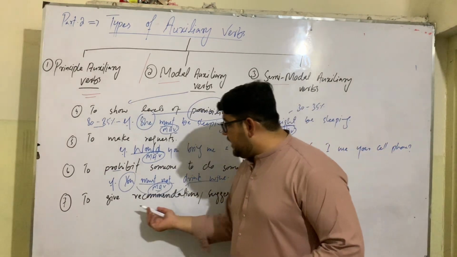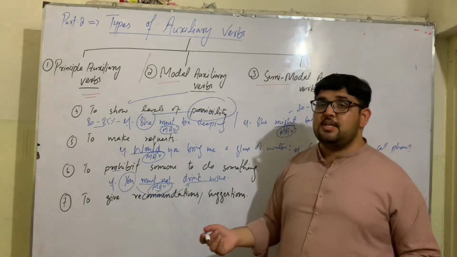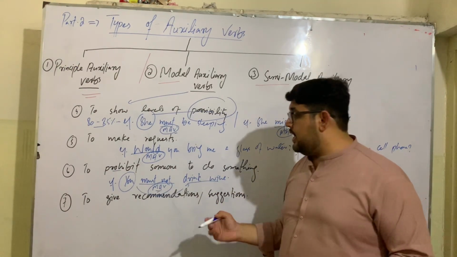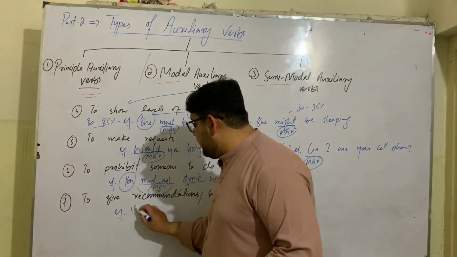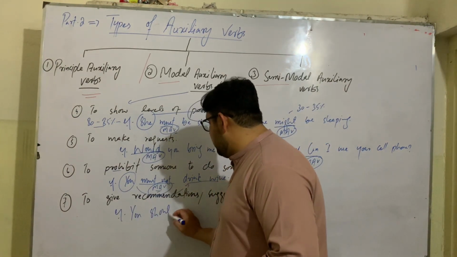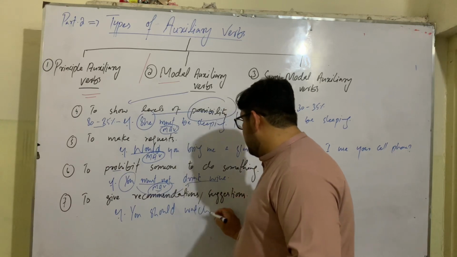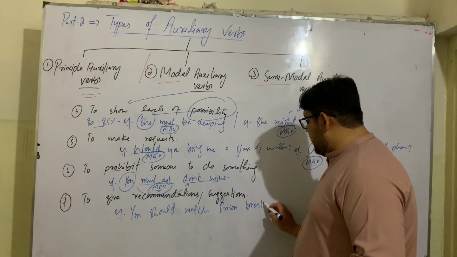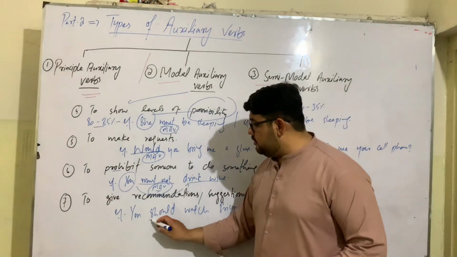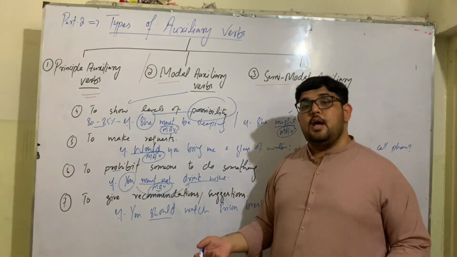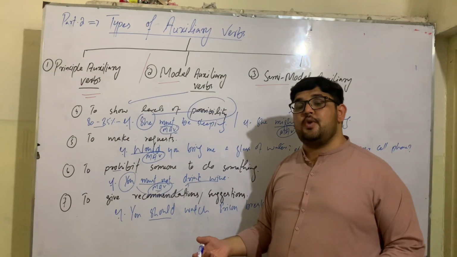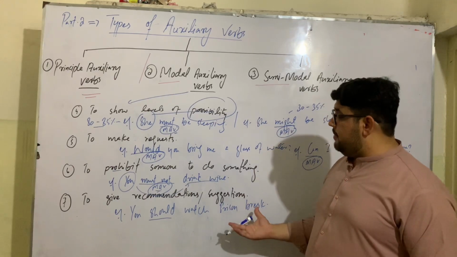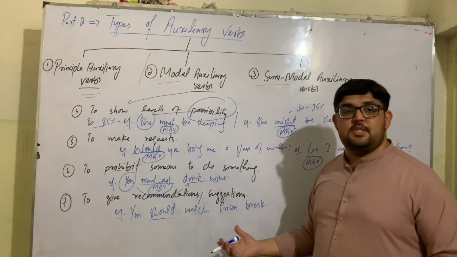Next, modal auxiliary verbs are used to give recommendations or suggestions. For example, I will say that you should watch Prison Break, a movie. It is really interesting. So should is used to give a recommendation to somebody, just to gauge or to attract someone's interest towards something. So modal auxiliary verbs are used for recommendations or suggestions.